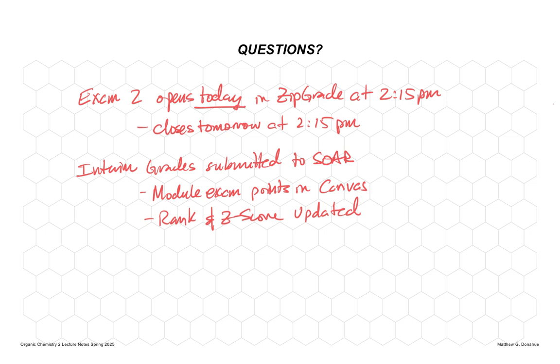Your interim grades have been calculated, submitted to SOAR, so that's ready for your advisement. Your module points have been updated in Canvas, and your rank and Z-scores as well. So remember that primarily you're earning points through the exams this semester. Exam 2 has 30 questions and 9 bonus questions.